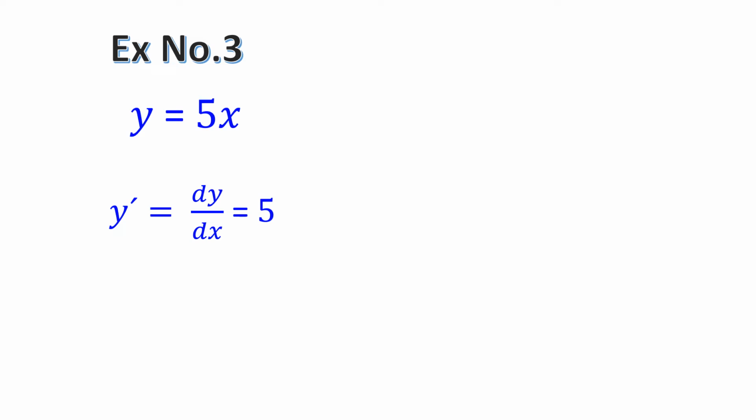जब भी सिर्फ नंबर एक वेरिएबल के साथ दिए जाए जिसकी पावर 1 हो, कोई पावर नहीं लिखी है तो पावर 1 हो, तो हमेशा उसका डेरिवेटिव सिर्फ वही नंबर आ जाता है. Now example number 4.